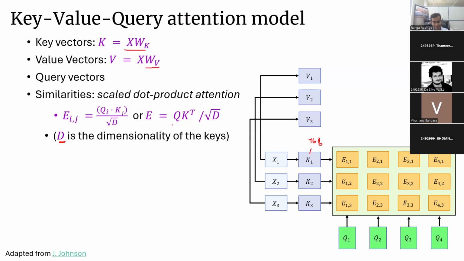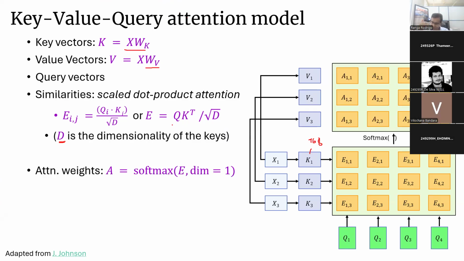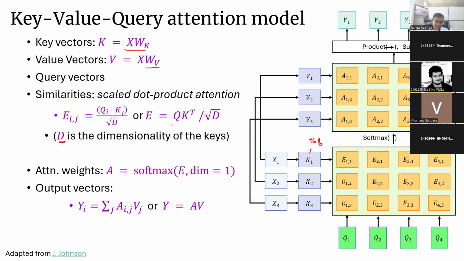Okay. Then what do you do? Then we apply softmax on them so that you can interpret them as probabilities. Then you multiply the values with those, and finally produce the y's.